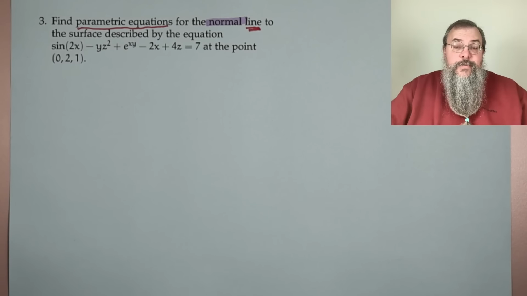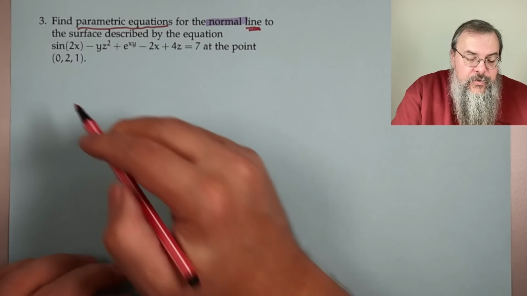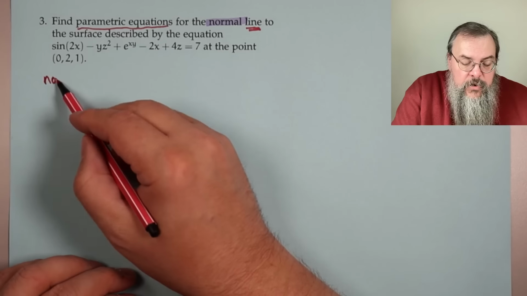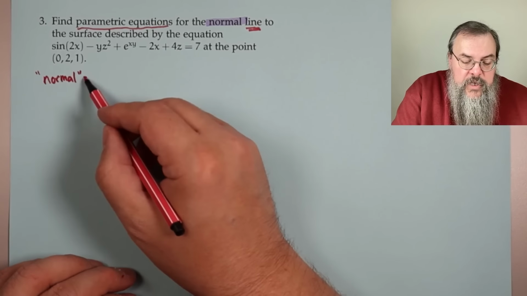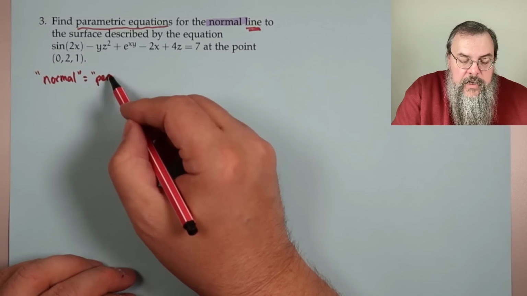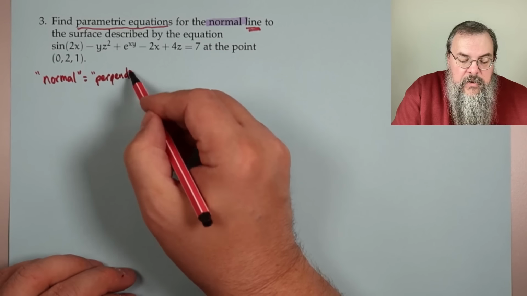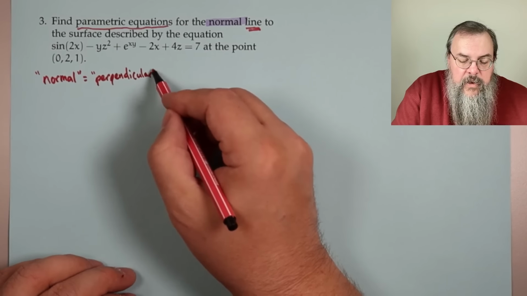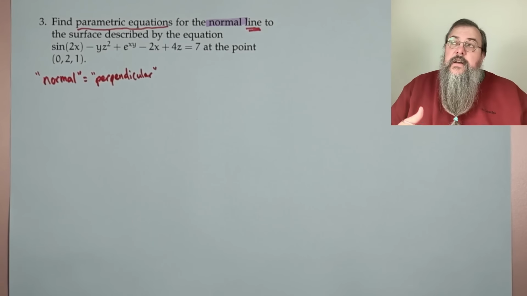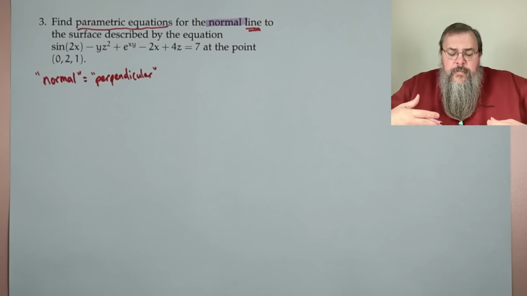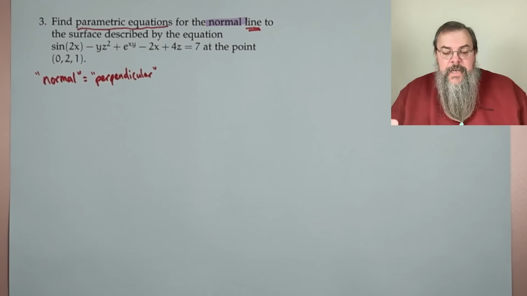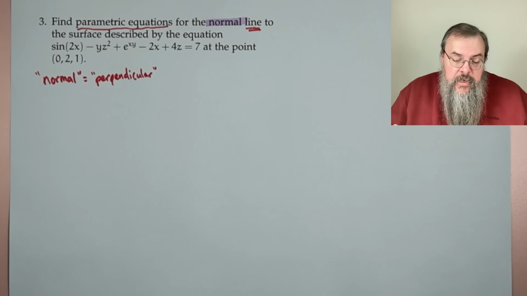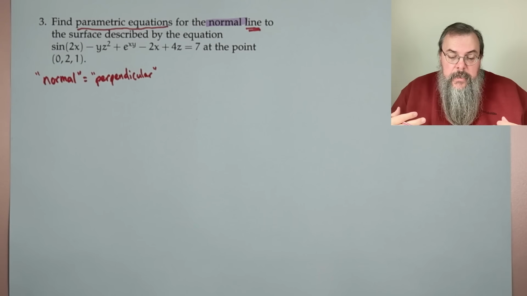So when we see this word normal, we should really say, oh, you know what? Normal is really a stand-in for perpendicular. Yeah, that's a good way to think of it. Okay, so if I think that the normal line should be perpendicular, it's like we're trying to find something that's perpendicular to the surface. Now, with that in mind, it's going to make our search a fair bit easier.